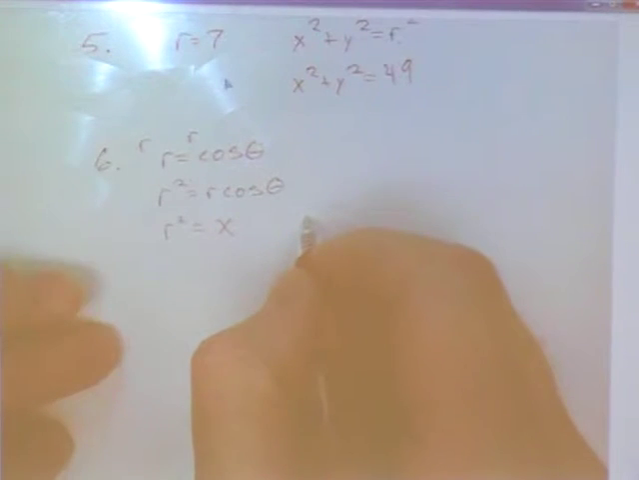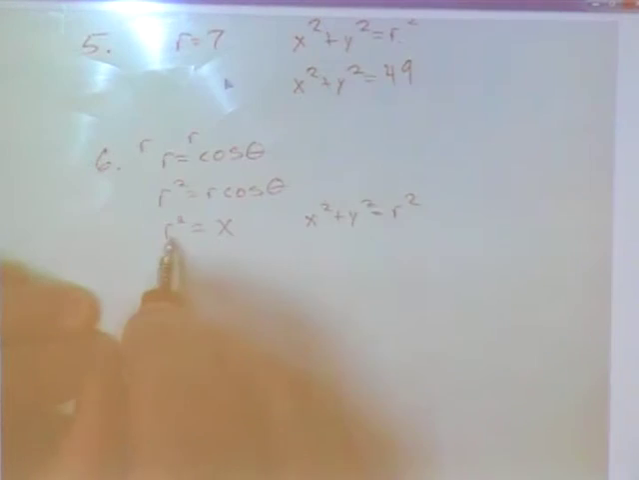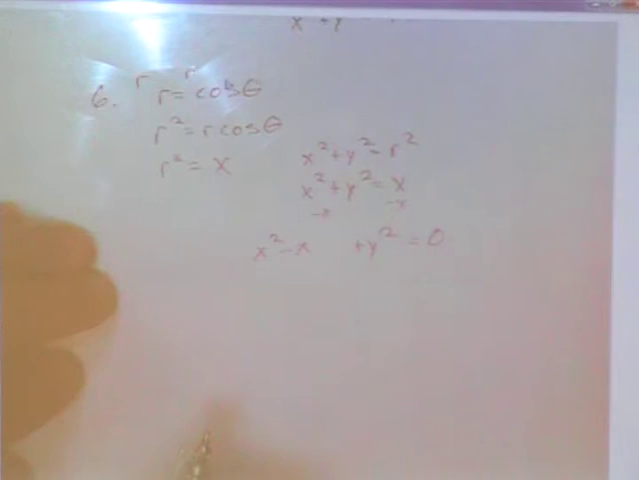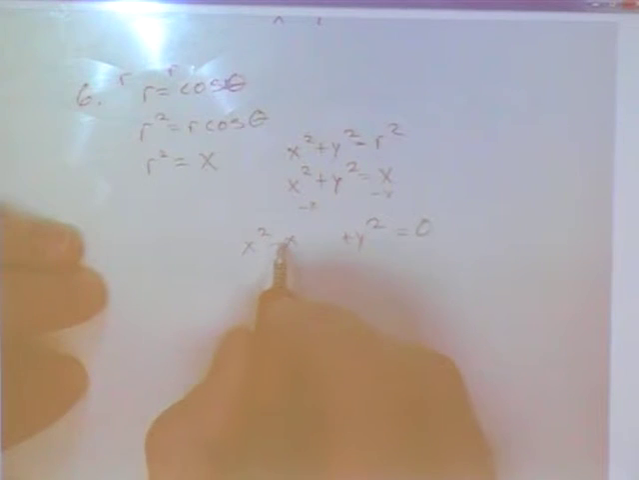And I need to make this a rectangular equation. So again, x squared plus y squared equals r squared. R squared is x. So x squared plus y squared equals x. Subtract the x off, and I get x squared minus x plus y squared equals 0. And now we can complete the square. Completing the square is half of the b coefficient. The b coefficient is -1.